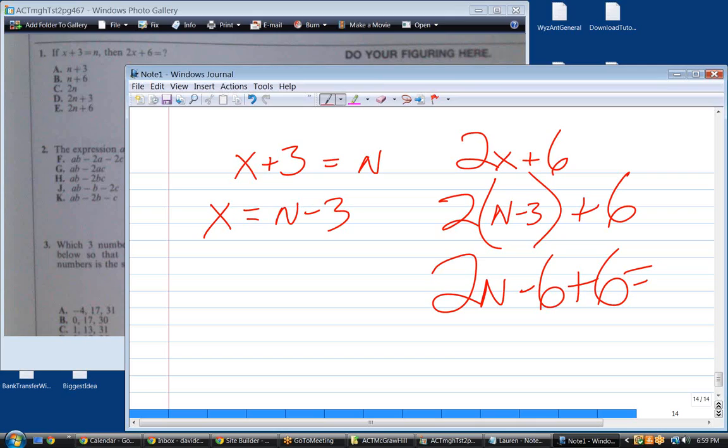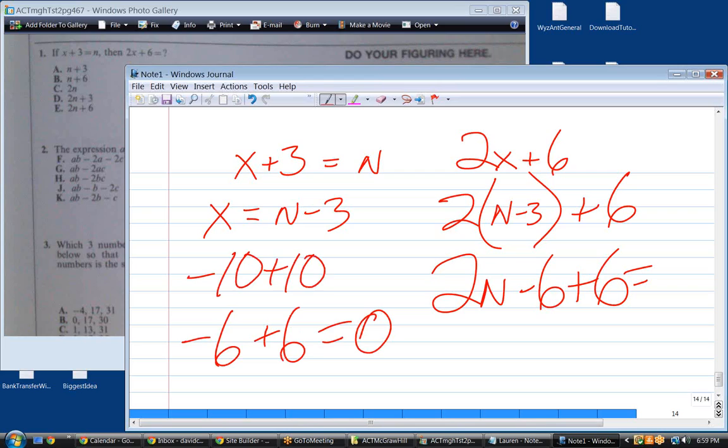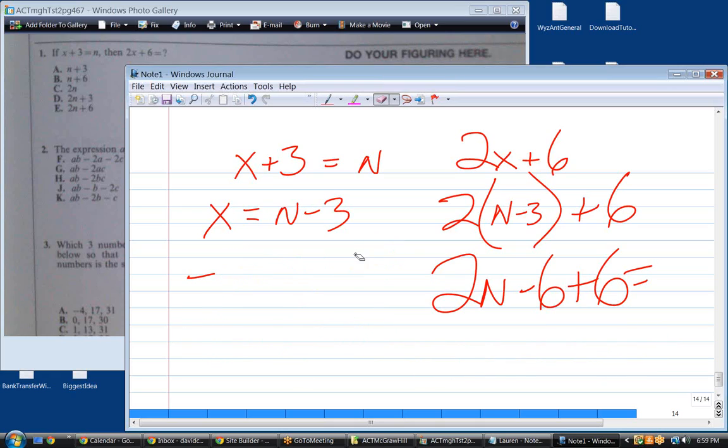Well, 6 minus 6 is 0. Minus 6 plus 6 is 0. Minus 10 plus 10 is 0. In other words, minus x plus x is always 0. So what is this expression equal to? 2n. That's our answer.